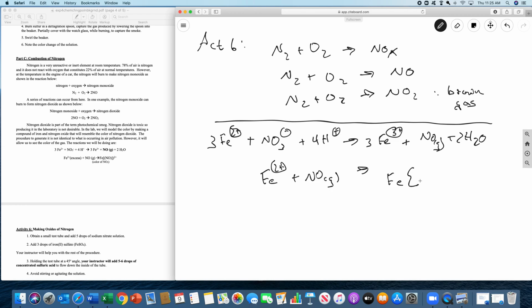This is called a complex ion, and you will deal with that in a much higher chemistry class. You can see it better over to the left. Okay, and this has the color, and you can see what it looks like. It kind of forms a brownish green color.